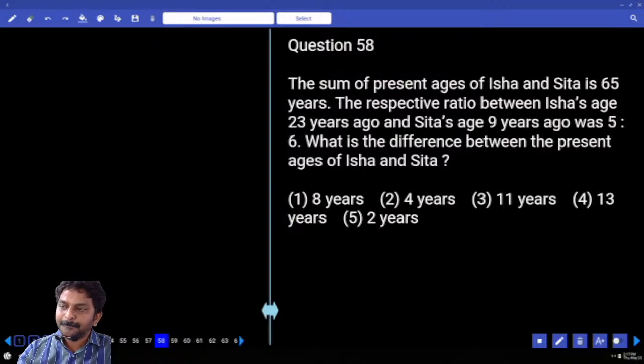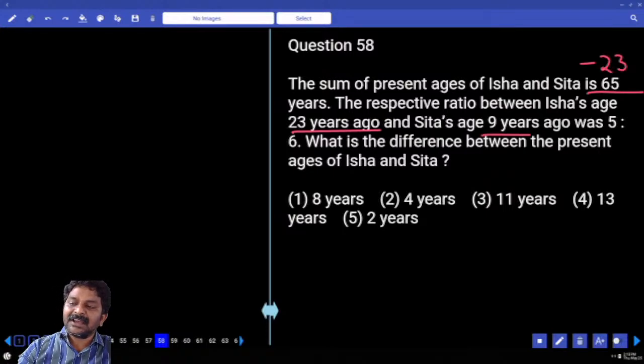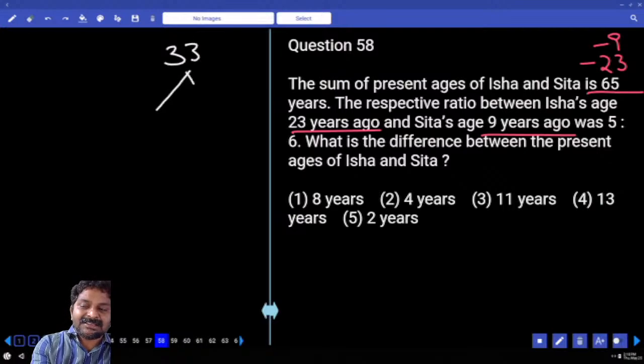Now, the sum of their present ages is 65. But in the question, the ratio is of Isha's age 23 years back. That means from the present sum we have to subtract 23 years. And for Sita they are going 9 years back, so we have to subtract 9 years also. 9 and 23 together make 32 years. 32 subtracted from 65 leaves 33.